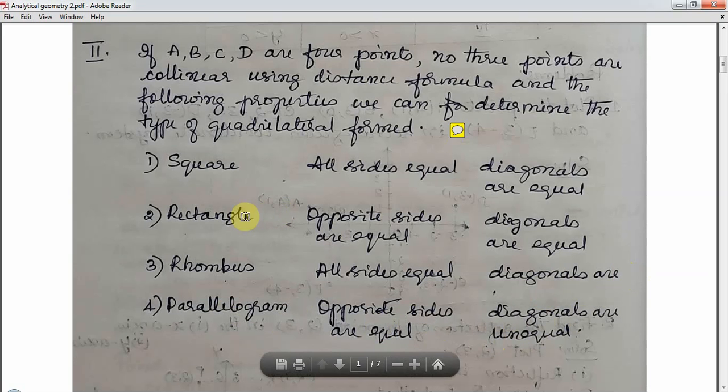Therefore, there is a difference between a rectangle and a parallelogram. Rectangle means opposite sides are equal. Parallelogram also means opposite sides are equal. But in a rectangle, diagonals are equal, while in a parallelogram, diagonals are not equal. Square, all sides are equal. Rhombus, all sides are equal. But in a square, diagonals are equal, while in a rhombus, diagonals are not equal.